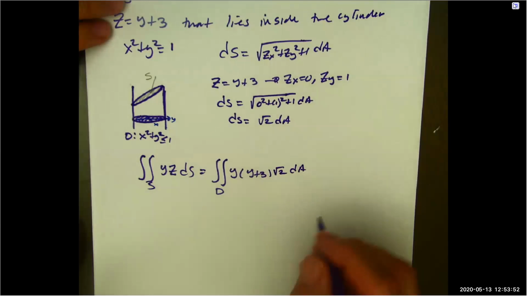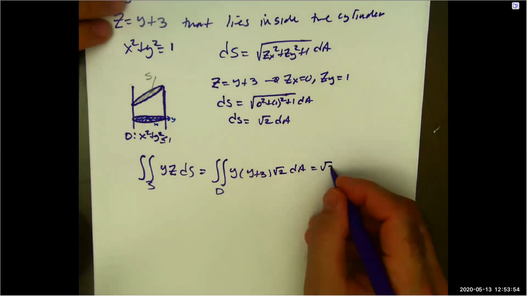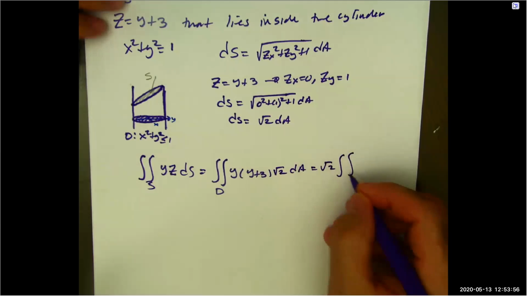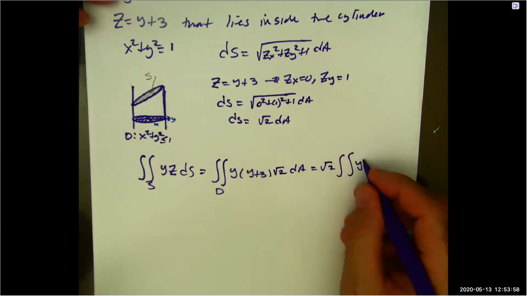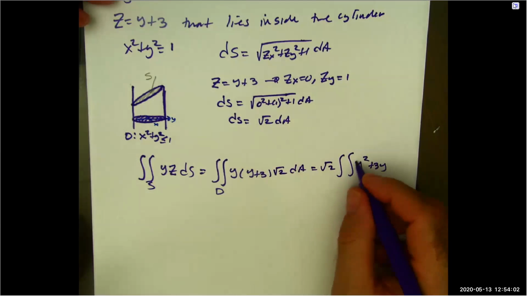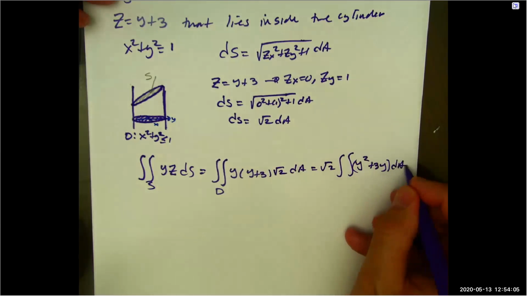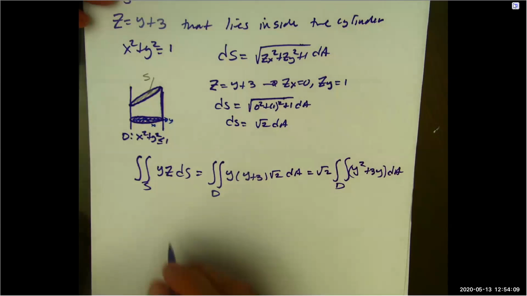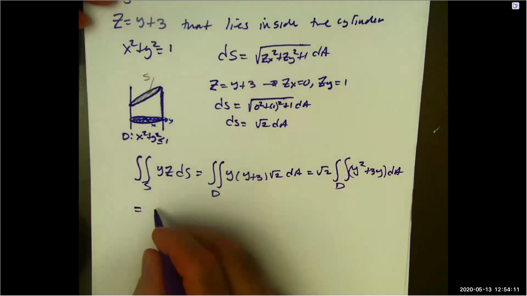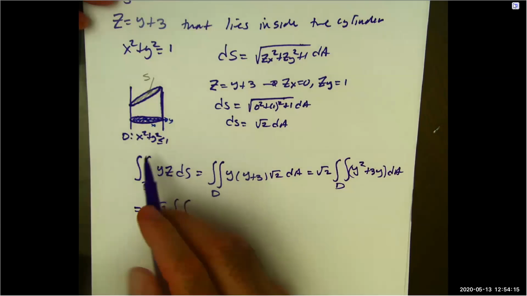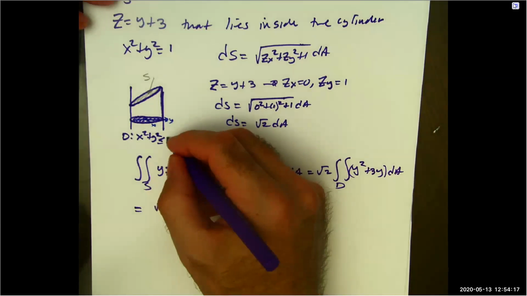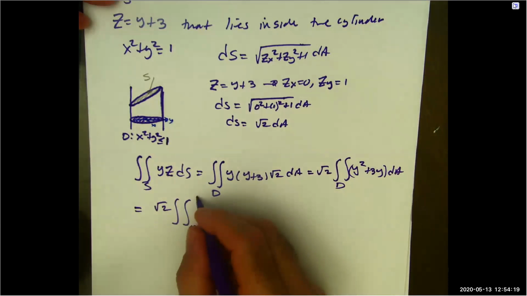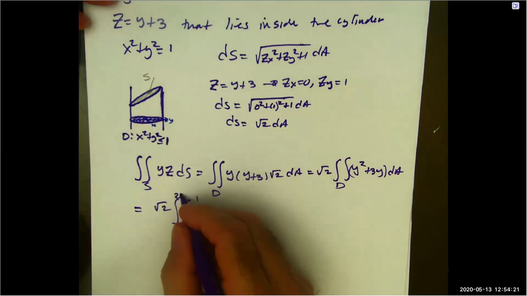So what we have is we're going to have the root 2, and then we're going to have here y squared plus 3y dA over D. All right, so let's convert this to polar. So in polar, we'll have the root 2. We're integrating over a unit disk. This is radius 1. So we're going from 0 to 1 and then 0 to 2 pi.